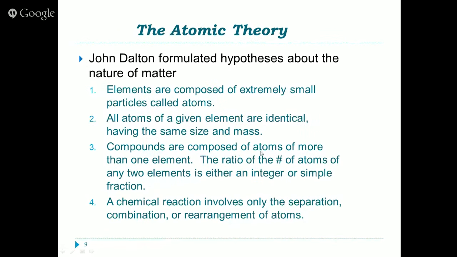Compounds are composed of atoms of more than one element. The ratio of the number of atoms is either an integer or a simple fraction. So things combine in a predictable way. And a chemical reaction only involves the separation, combination, or rearrangement of atoms. So we're saying that we are not creating new elements in a chemical reaction, which is true. If we're going to create a new element, we have to undergo a nuclear reaction.